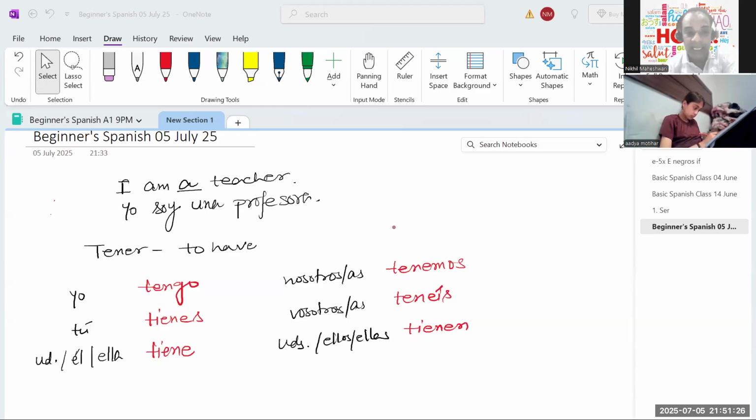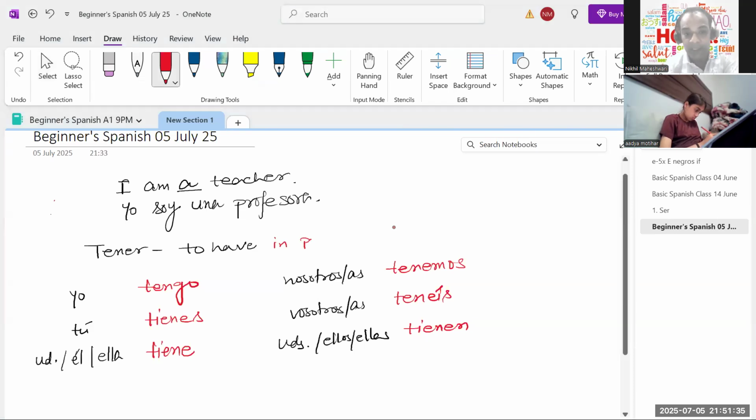Now, we see that the verb form tener, that means to have. Right now, we are learning the conjugation in present tense. So, for yo, it's yo tengo, tú tienes, usted, él, ella, tiene, nosotros, nosotras tenemos, vosotros, vosotras tenéis, ustedes, ellos, ellas tienen. Okay?